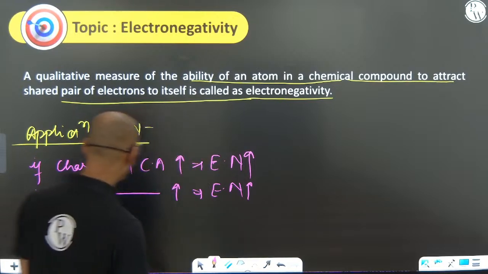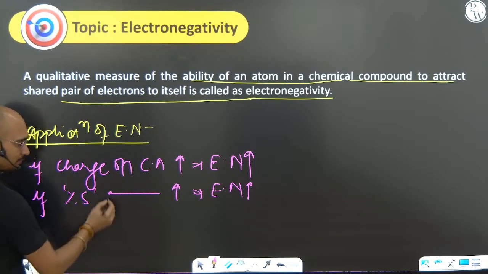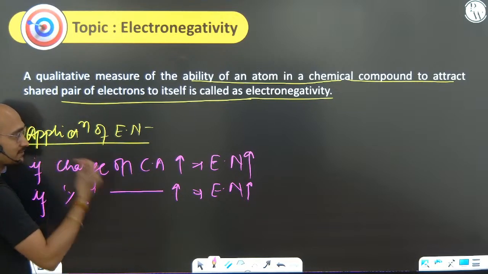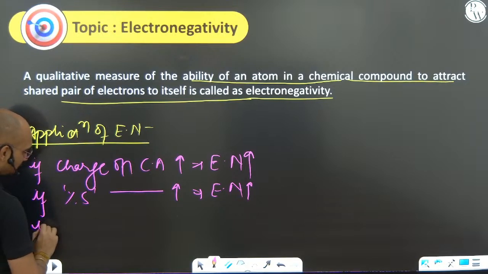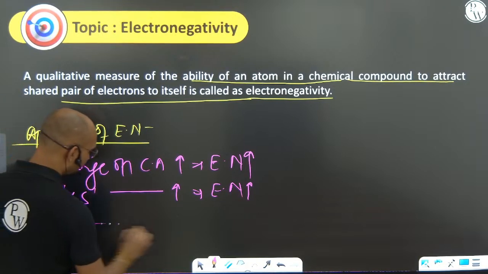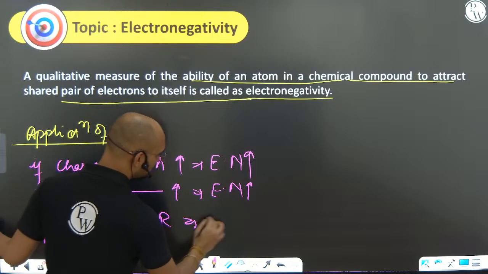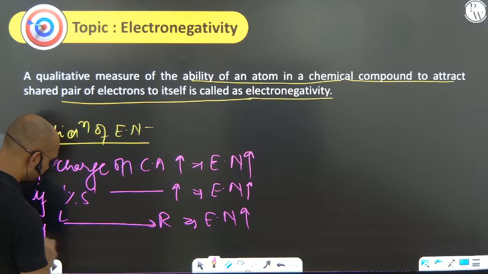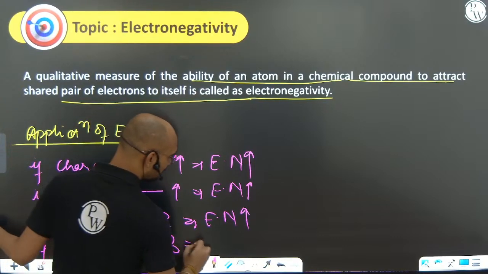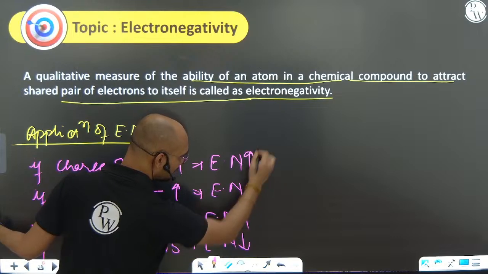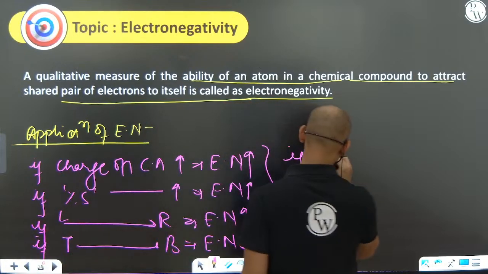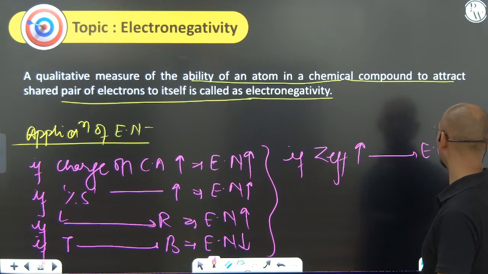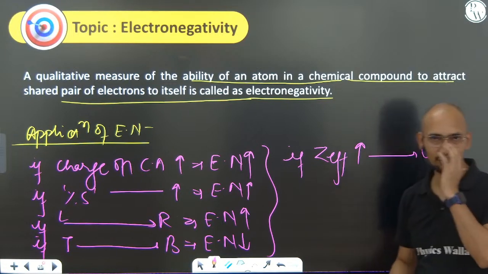Now, so it's just a relative value. Please keep in mind, this is just a relative value. Next, what else? If you go from left to right, electronegativity also increases in any period. If you go from top to bottom, electronegativity decreases. If Z effective increases, then electronegativity also increases. These are the things that you have to keep in mind.